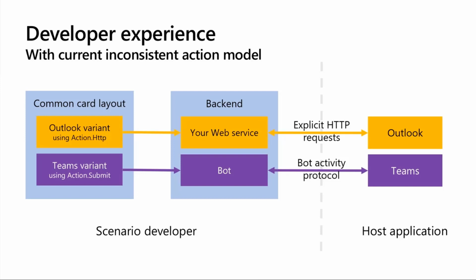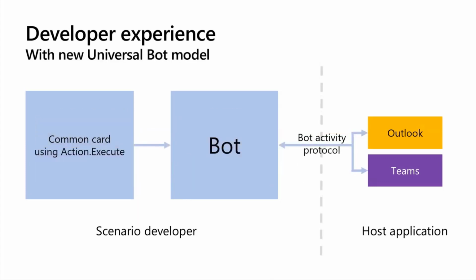So because of this different model, that is why you were having to define and handle two endpoints separately for Teams and Outlook. Now with the common Action.Execute model coming in, you have the bot as the common backend that's going to do the legwork for you. And with that, you could send your cards to both Outlook and Teams, and the bot would be able to maintain both of them in sync.